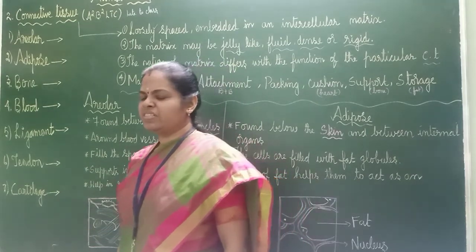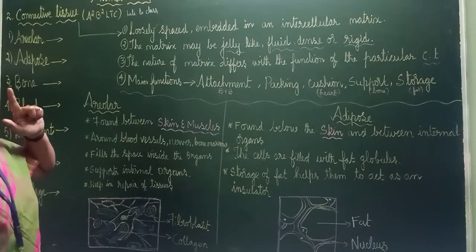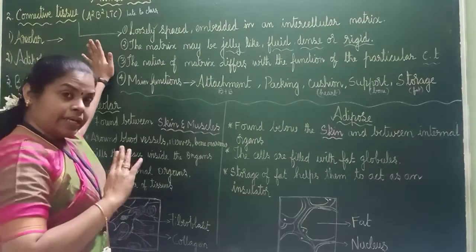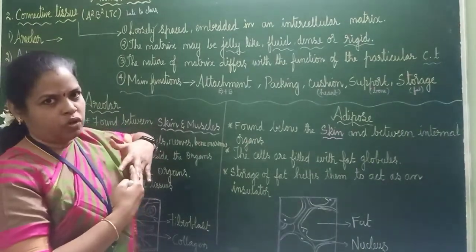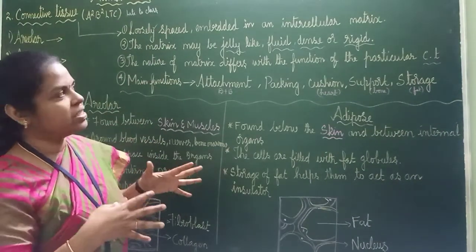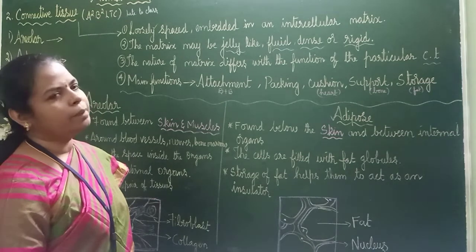Okay? Shall we see some important characteristics of connective tissue? We have studied about epithelium tissue, no? Same like that, we will see what it is. There, they are tightly packed. Here they are loosely spaced, means loosely packed. They are embedded in an intercellular matrix.